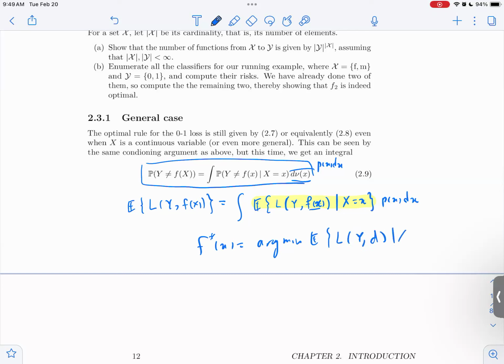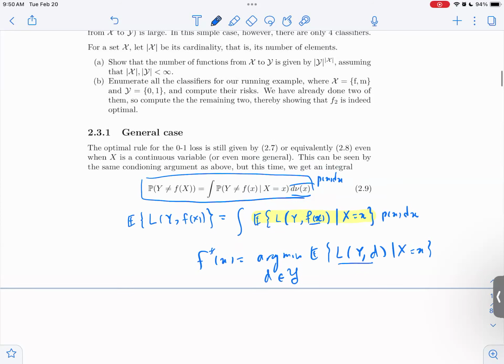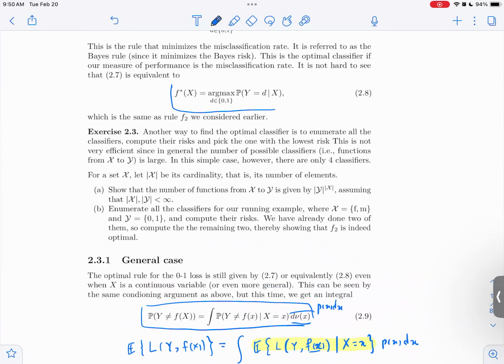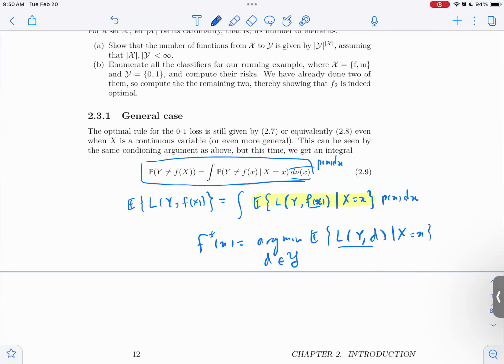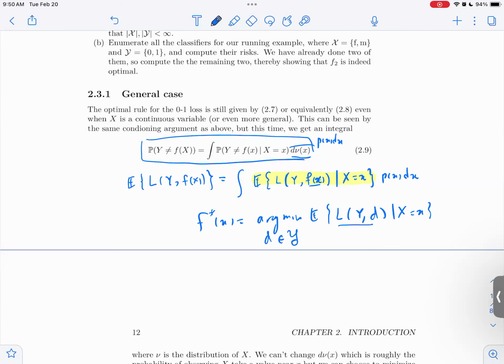Here d is in the space of Y, whatever Y takes, the range of Y. That would be the expected optimal rule. If you plug in the 0-1 loss, this would give you back this rule in the case of classification. And here is a good point: later we came back to this and replaced this loss with quadratic loss, in the context of regression.